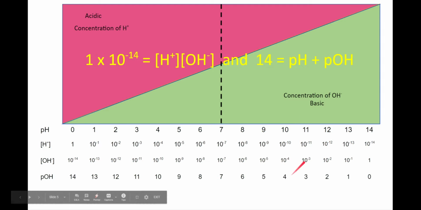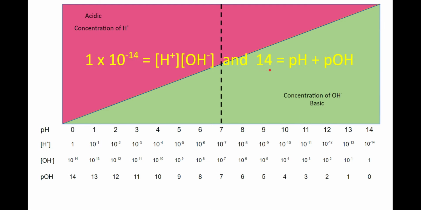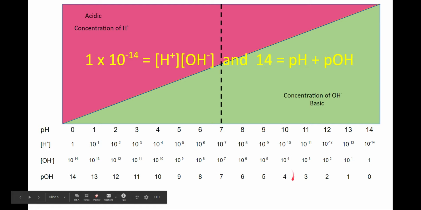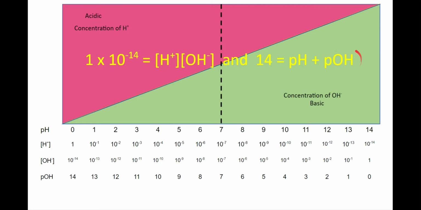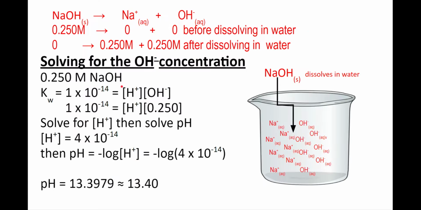The other thing you'll notice, of course, is that 14 is the sum of both pH and pOH, pOH being the negative log of the concentration of hydroxide ions. So here's 10, here's 14, or sorry, 4, and obviously 4 and 10 is 14. 7 and 7, 14. 10 and 4 is 14. So if we're ever given the pH, we can find the pOH. If we're ever given the pOH, we can find the pH. These are going to be useful equations as we move forward.